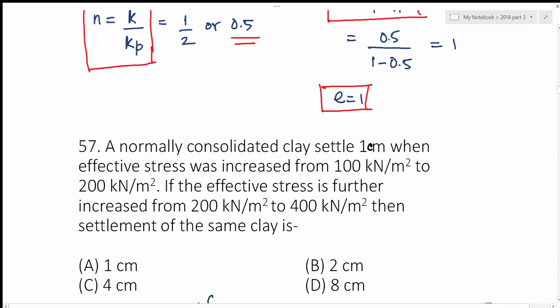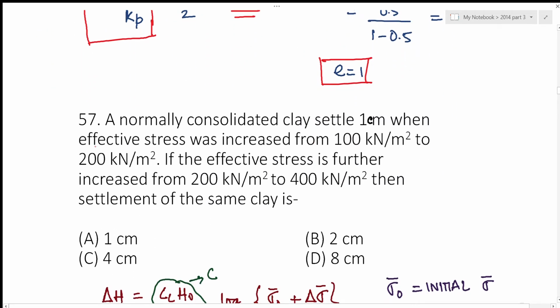1. Next question. A normally consolidated clay settles 1 centimeter when effective stress was increased from 100 to 200 kilonewton per meter square.